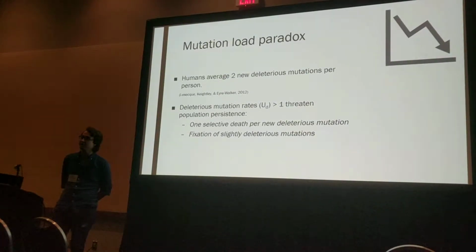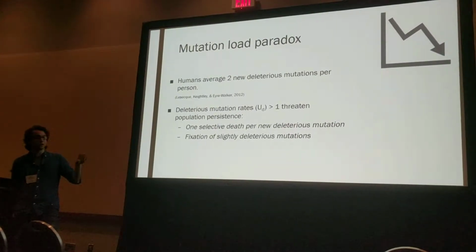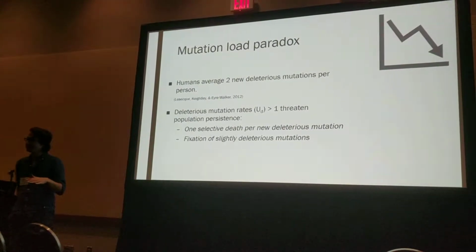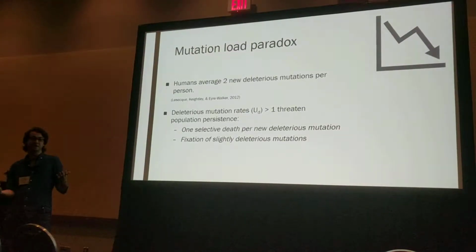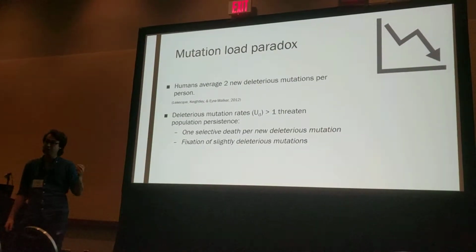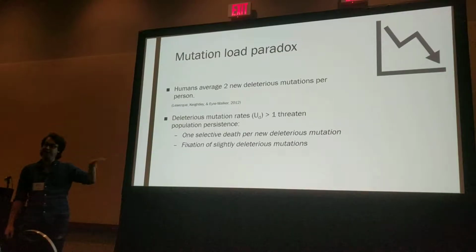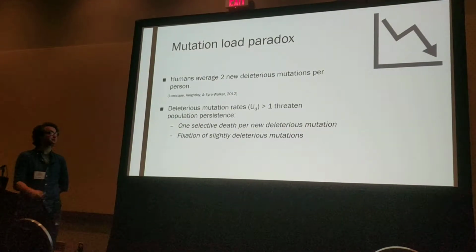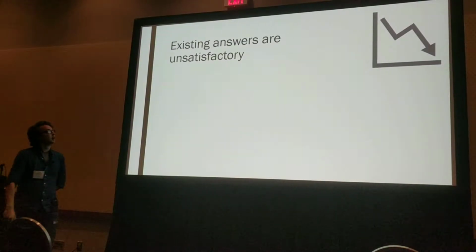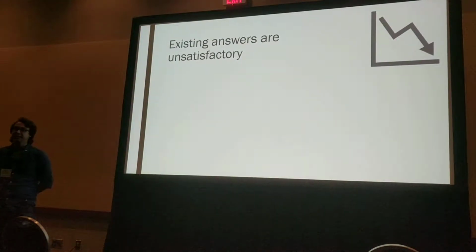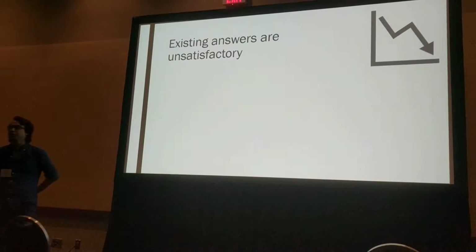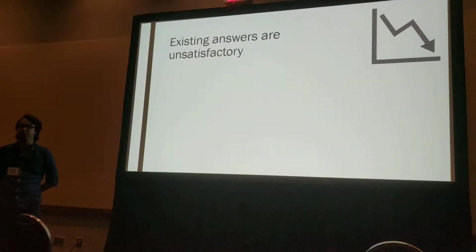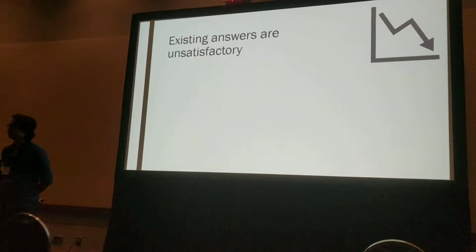Another related problem is that if a deleterious mutation is small enough, it will be invisible to selection and it could drift to fixation. Once you have very high input rates of new deleterious mutations, this could become a serious problem. One of the real problems with this is that the existing answers to population persistence under very high mutation rates like this are unsatisfactory.